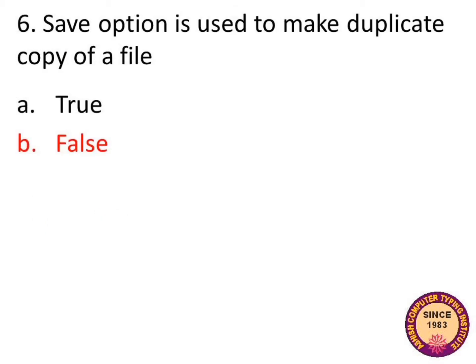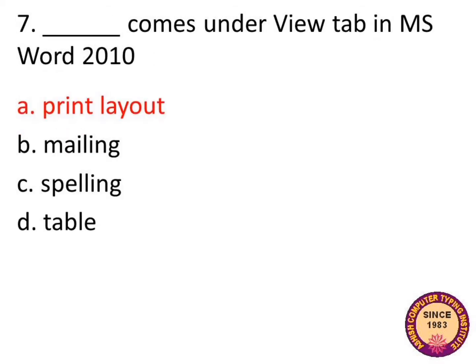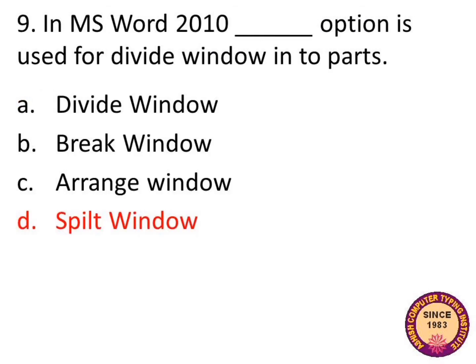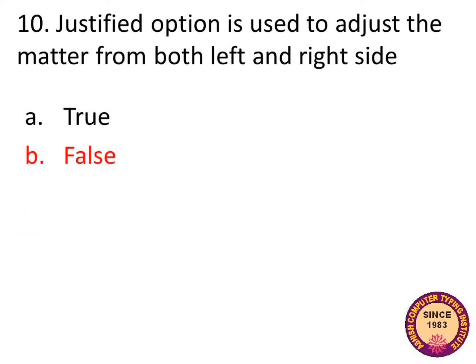Save option is used to make a duplicate copy of a file. Answer is false. Dash comes under View tab in MS Word 2010. Answer is print layout. The art option in page border tab gives us different border designs for the page. Answer is true. In MS Word 2010, dash option is used to divide the window in two parts. Answer is split window.